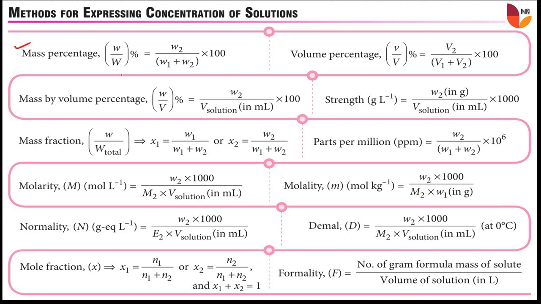That is the mass percentage method. W/W percentage is equal to the mass of the solute divided by the total mass of the components present in the solution. Here 1 indicates the solvent and 2 indicates the solute. That is, the weight of the solute divided by the total weight of the solute and solvent, into 100. That is the mass percentage method.